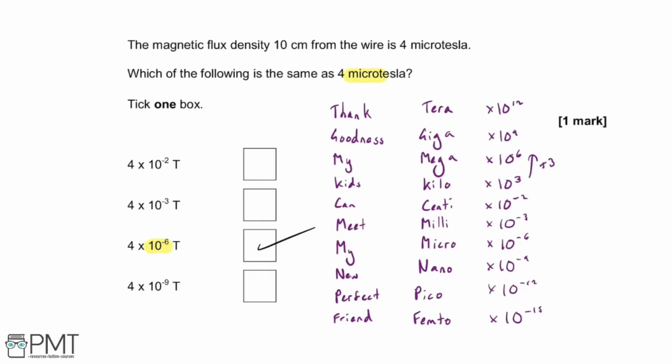But yeah, the answer to the question was that 4 microtesla is the same as 4 times 10 to the minus 6 Tesla.